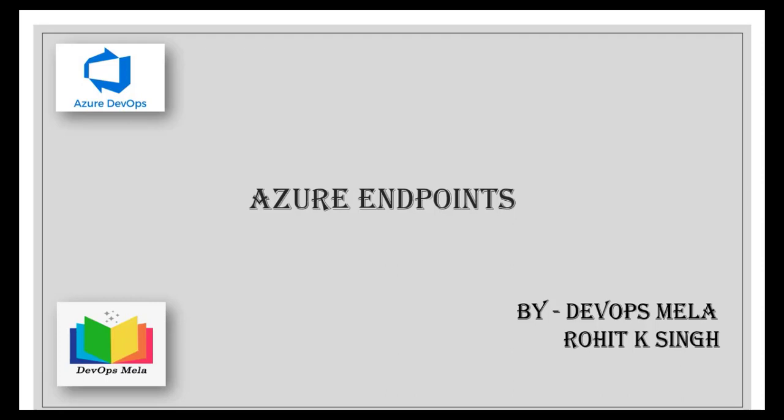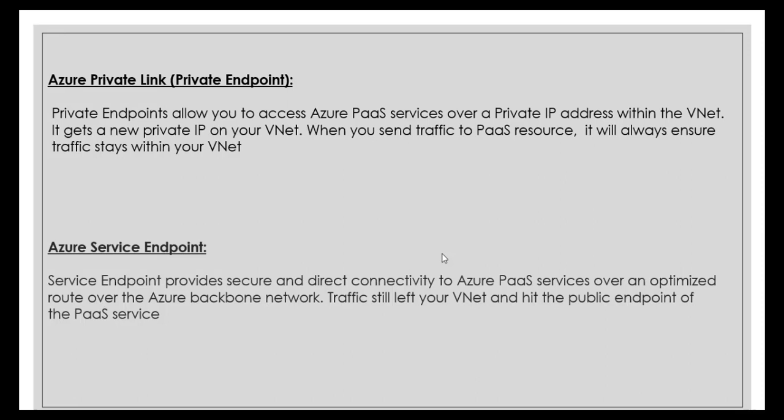Okay, so there are two types of endpoints which we'll see in Azure, mainly known as private endpoint and service endpoint. So what exactly are private endpoints? Private endpoints will allow you to access an Azure PaaS service over a private IP address, and that too within your virtual network. Within your virtual network, the PaaS service could be your storage account, a SQL database server, a virtual machine, etc. It will allow you to privately connect to those services using a private endpoint.